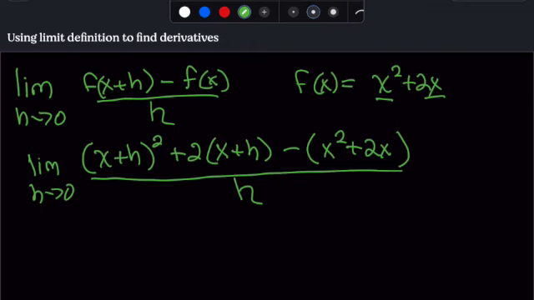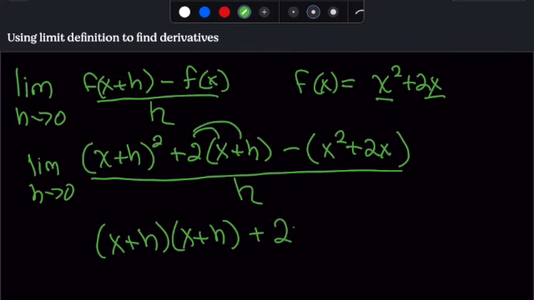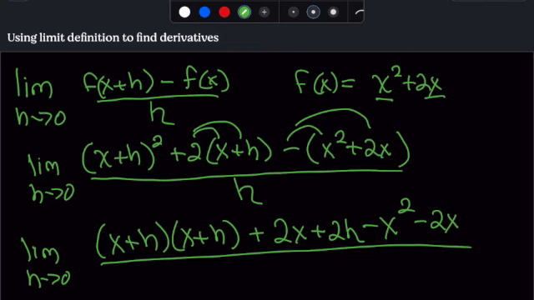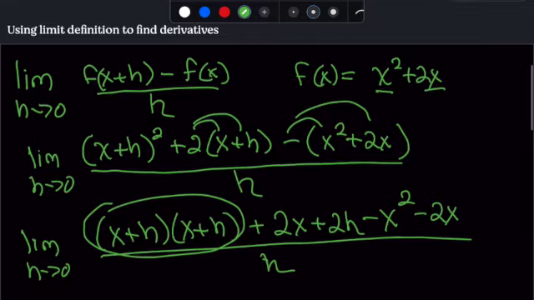So remember, x plus h squared is the same thing as x plus h times x plus h. Let's do that in a minute, but here we can just distribute this too. That'll be 2x plus 2h. And here we distribute this negative sign, so minus x squared minus 2x, all over h.